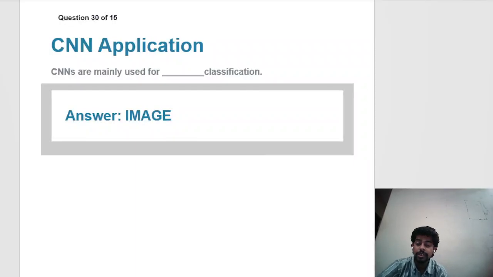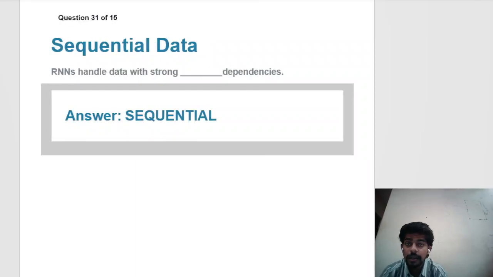Let's look at the next question. It is about sequential data. Let's read the question. RNNs handle data with strong temporal dependency. The answer is sequential. RNNs, recurrent neural networks, are designed for sequential and time series data.